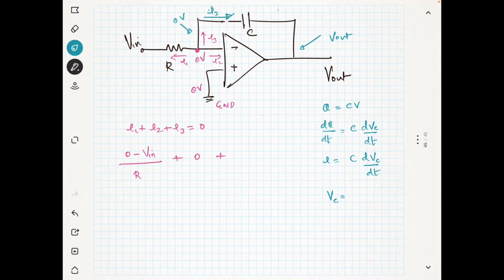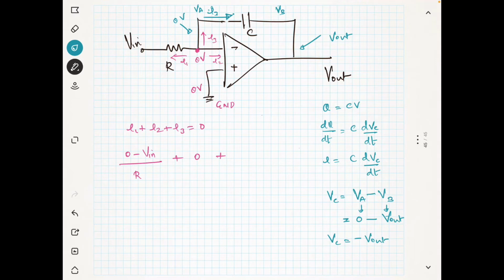So I will take the voltage at this point as VA and this is my VB. So my VC will be VA minus VB, because I am assuming that the current is flowing from A to B. That's why this is 0 minus V out, because VA is 0 and VB is V out. So what is the VC? VC is equal to minus V out.